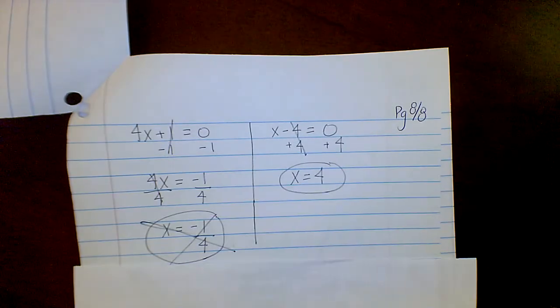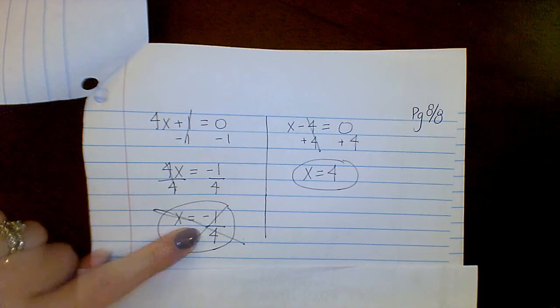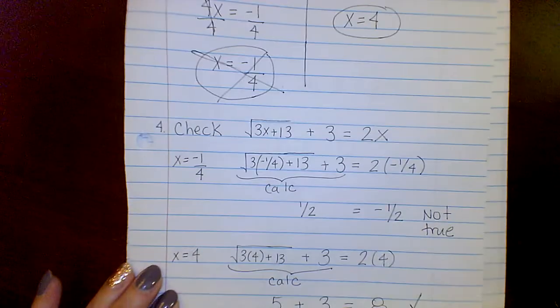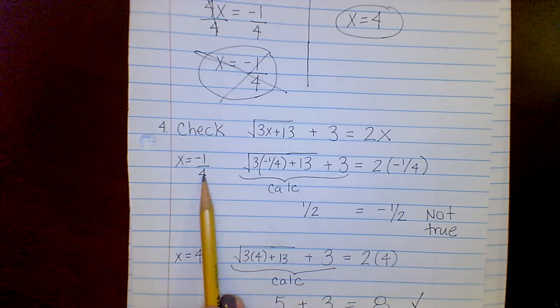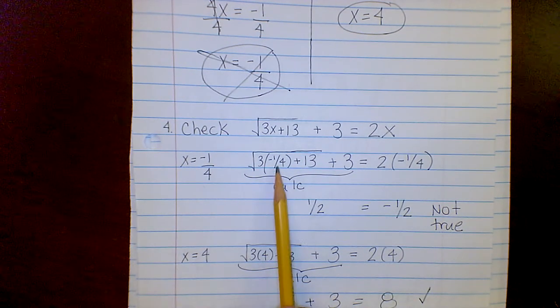So solving both of those, I get negative 1/4 and 4. Now, spoiler alert, that one's going to be extraneous. So let's see why. If I go to check it, I start off by checking negative 1/4. Here's my original equation here. Plugging negative 1/4 in for both of those x's.